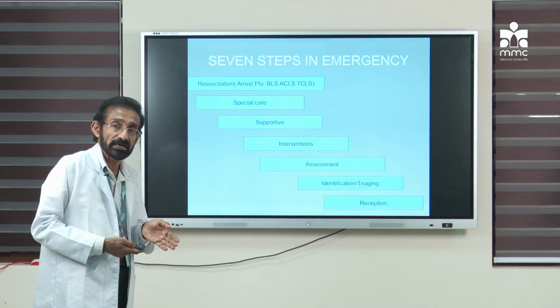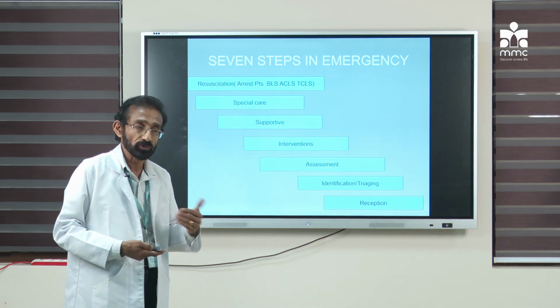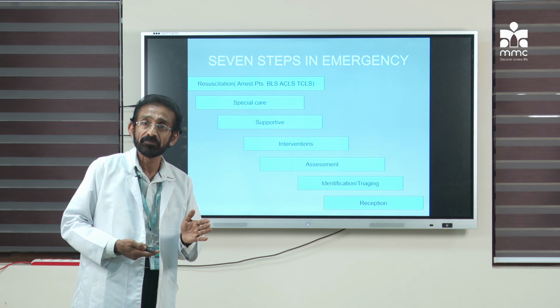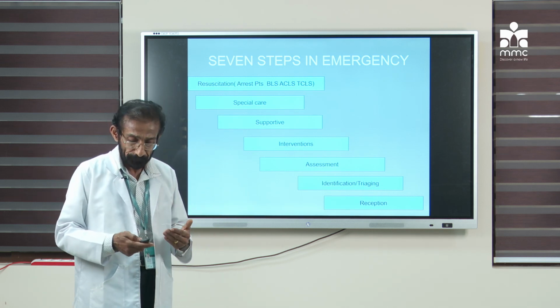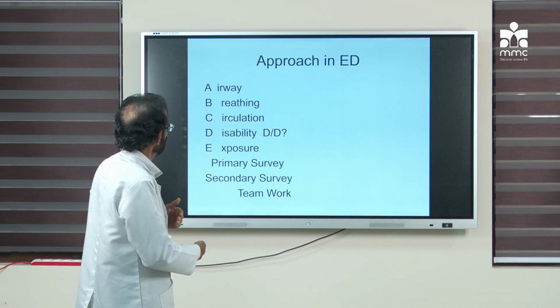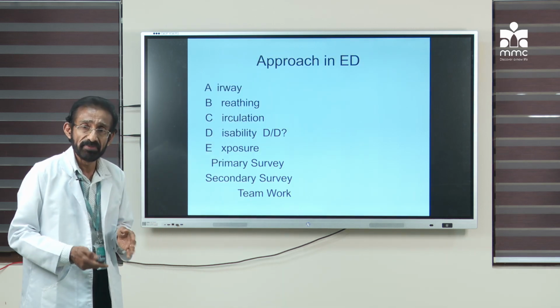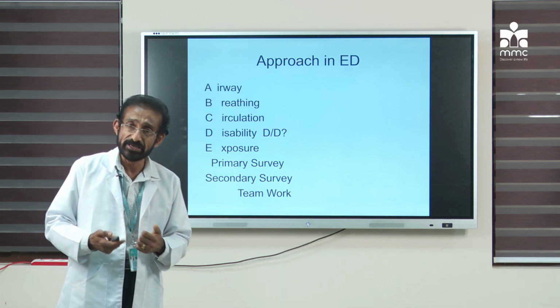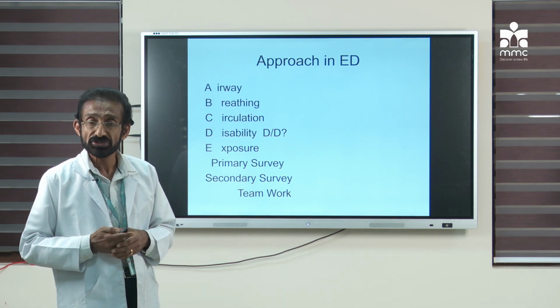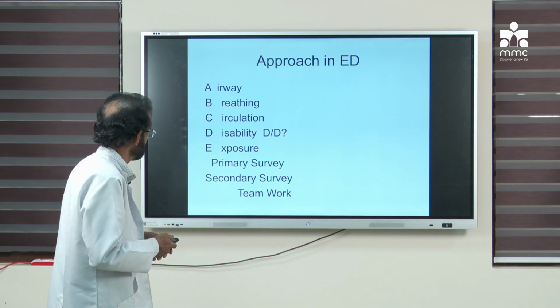So, when a patient comes with a cardiac arrest, you have to go in for life support, basic life support, advanced cardiac life support. If it's a trauma, you have to go in for trauma care life support. Okay. Then the approach in the ED, all of you have heard about the A, B, C, D, E approach to a patient in the emergency department.